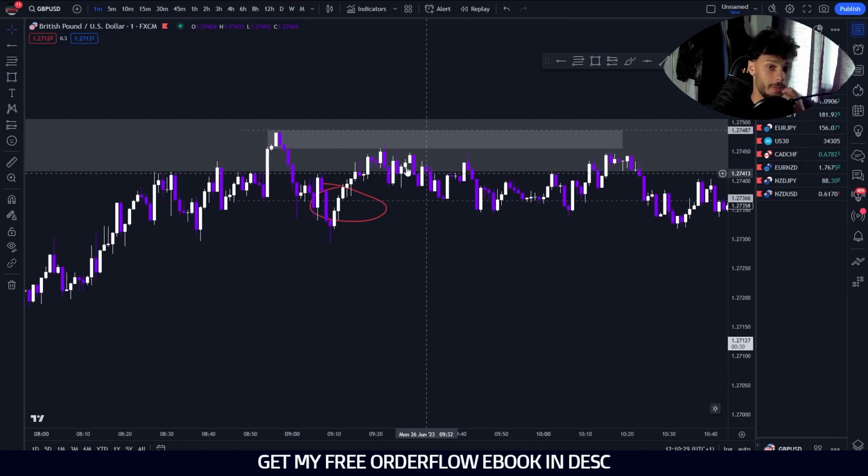But if I'm being honest with you, I don't look for my shorts from here. I look for my short right after a break. So this would have been my entry, and my stop would have been this high.